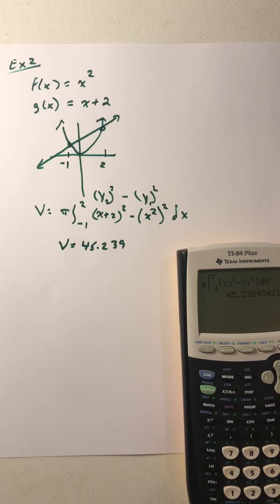45.239. And that gives you a couple of examples on having to find those points of intersection before we can go ahead and find the integration or the volume.